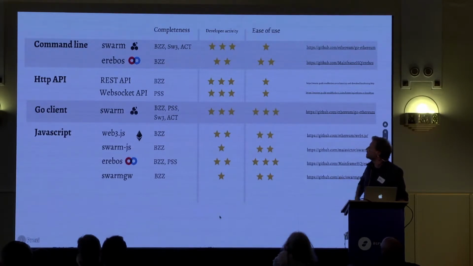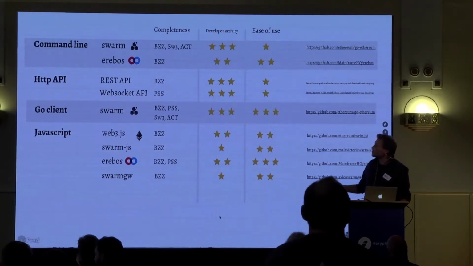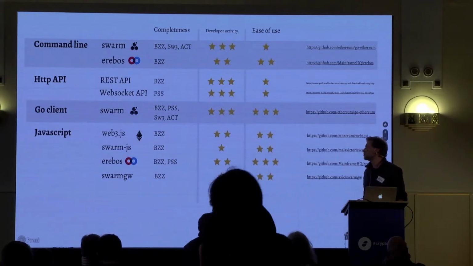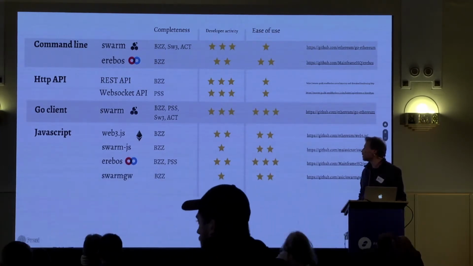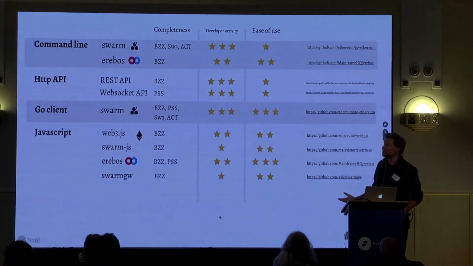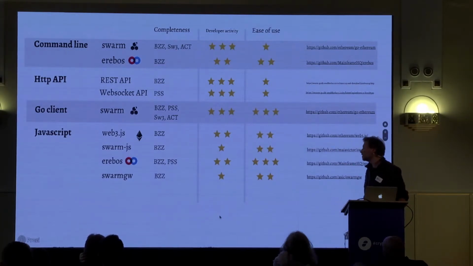You have a Go client. It's easy to use if you know Go. If you don't, then it sucks. But it has all the features, so that's a good thing. And you also have JavaScript. And in JavaScript, you have Web3.js, Swarm.js, Erebos, and Swarm.gv. The last one is only a library for accessing gateways, so it's limited. And Web3.js currently uses Swarm.js for BZZ, so it's kind of the same thing.